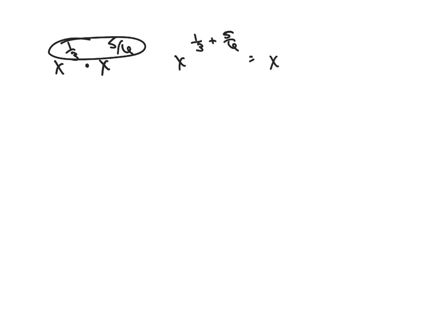21, x to the 1/3 times x to the 5/6. Now, when they're on the same level like that, we're adding the exponents, remember? So we have 1/3 plus 5/6, which means we have to find common denominators. x to the 7/6. And we're done with that one.